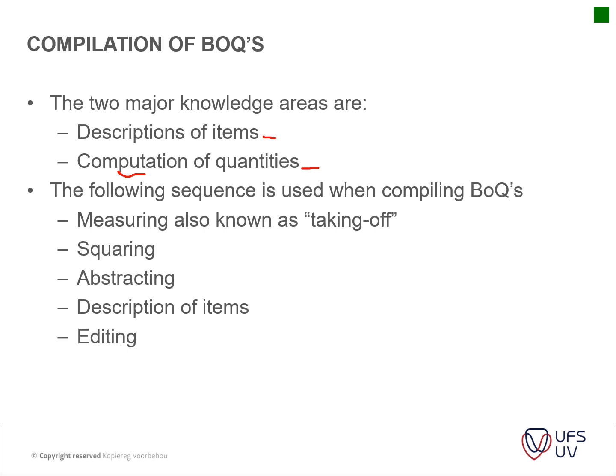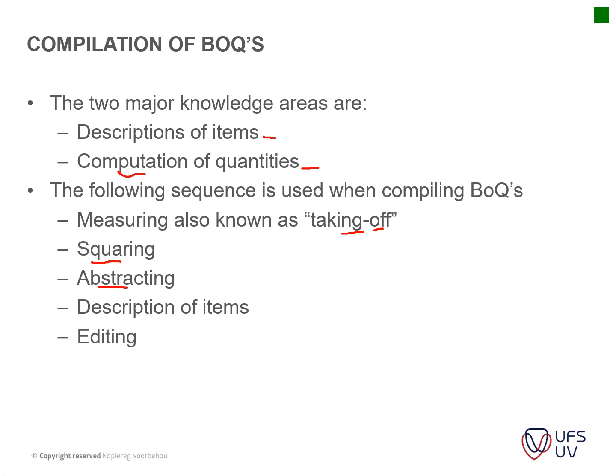The following sequence is used when compiling your BOQ. Okay, so measuring, also known as taking off. So you measure your items. Then you square them. So what happens is, if you do a measurement, the measurement is usually done in the sequence as the project will be built. So you have different trades that you measure, and then you add. Your squaring is basically adding all of those quantities together and then abstracting that into a specific item.